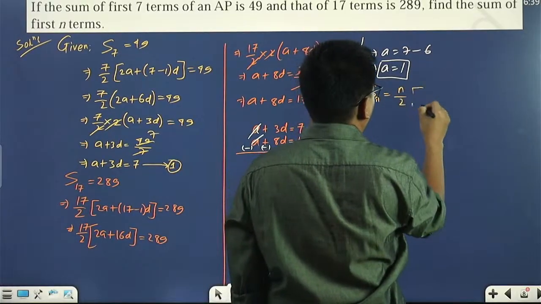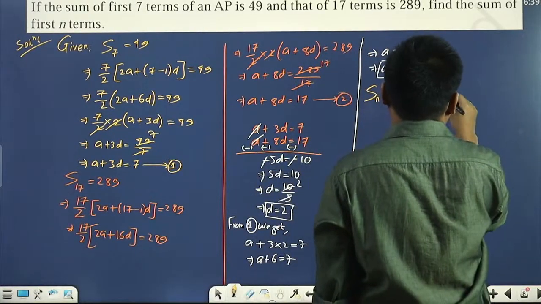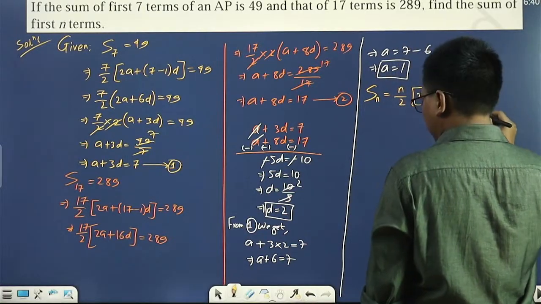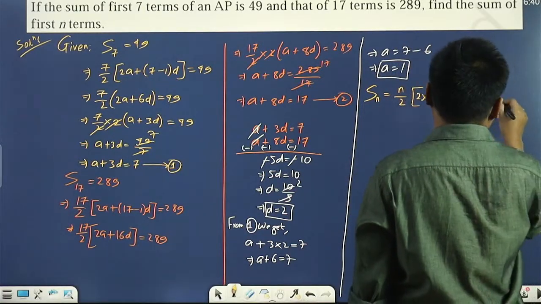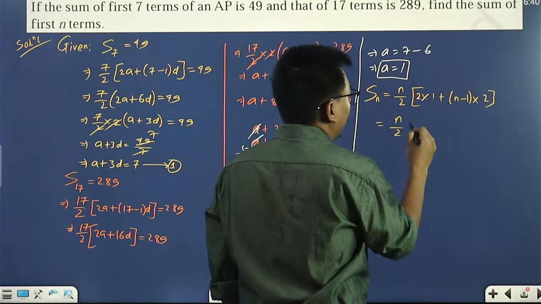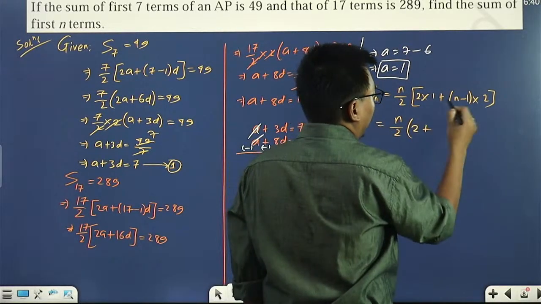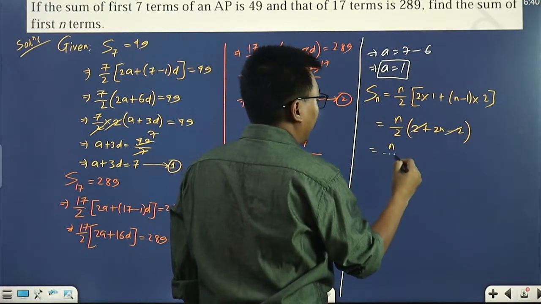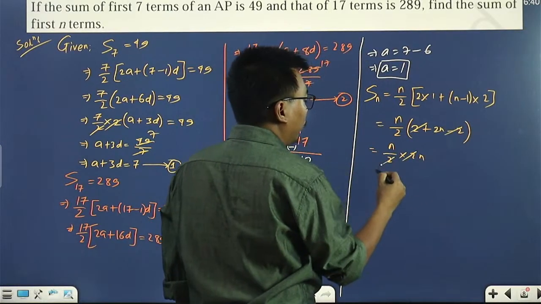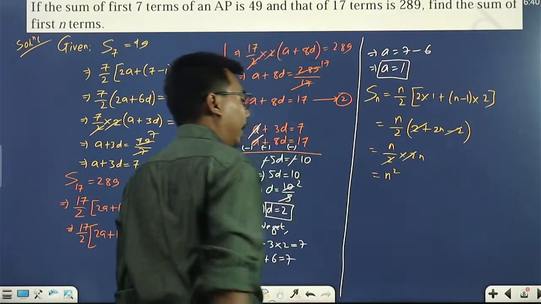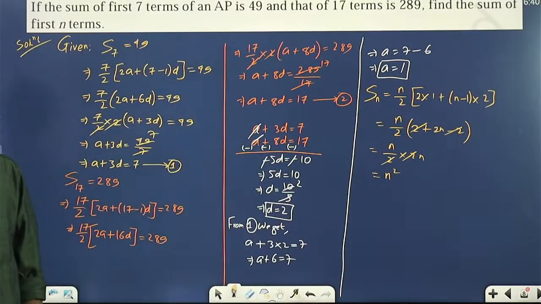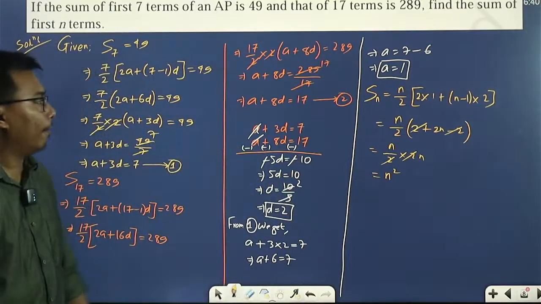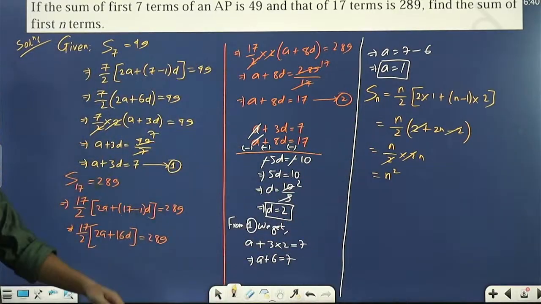So n by 2, 2 into a, which is 1, plus n minus 1 into d, and d is 2. Here we'll get n by 2, 2 ones are 2, plus 2 into n minus 1, that is 2n minus 2. So plus 2 and minus 2 will cancel each other. We'll get n by 2 into 2n. 2 and 2 will cancel each other again. n into n, n square. This will be our answer for this particular problem. Sn is equal to n square.